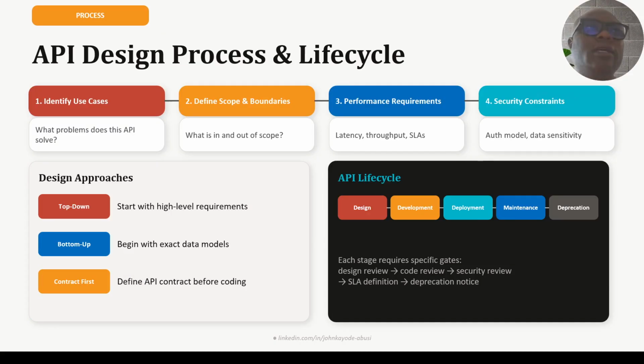So let's look at API design processes and life cycle. Identify use case: what problem does this API solve? Then the second thing, you define the scope and the boundary. What is in and out of scope? For instance, if your API is querying, fetching, or updating data in some backend system, it shouldn't have access to the whole system. There should be a scope: what is in the scope and what is outside of it.